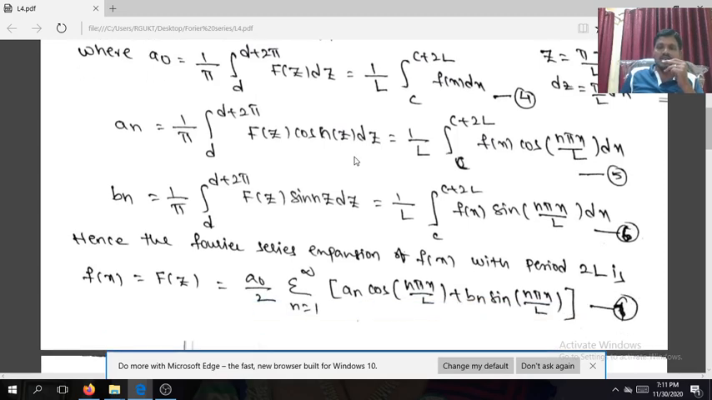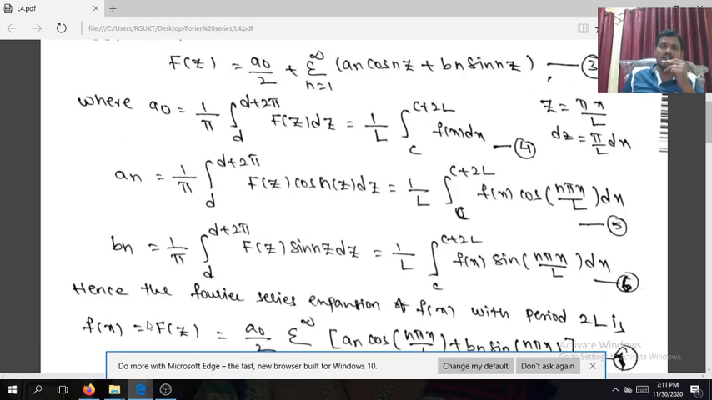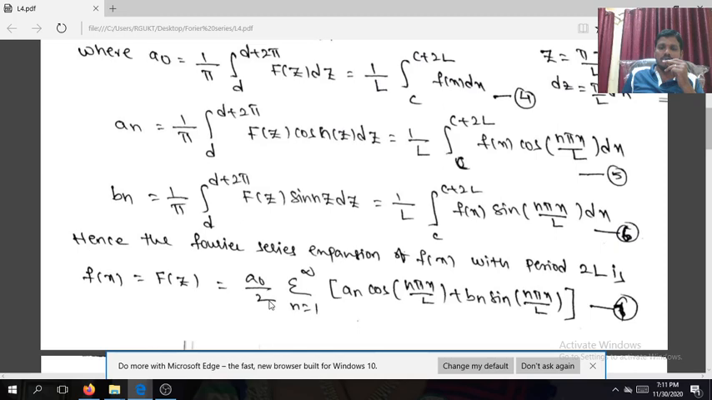Hence, the Fourier series expansion of f of x with period 2l, I'm writing in terms of x, is f of x is equal to a naught by 2 plus the summation n is equal to 1 to infinity a n cos n pi x divided by l, plus b n sin n pi x divided by l. Instead of x, what is there? n pi x divided by l. What is the reason for getting n pi x divided by l? The function is defined in the interval c comma c plus 2l, that is the reason. Remember, in equation number 7, we have the plus term here.